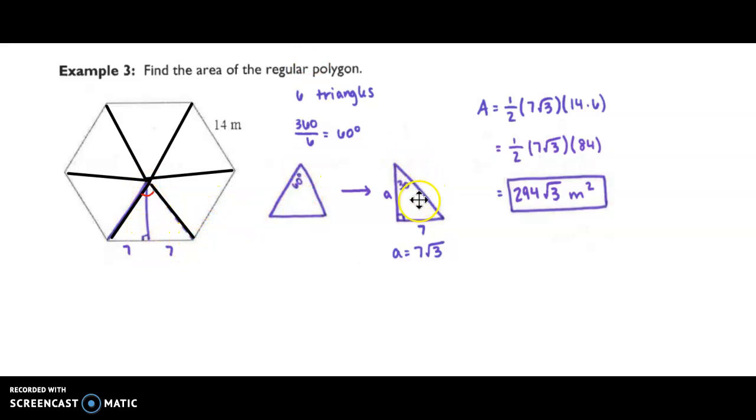Now you have to use your special right triangle knowledge. If this is 30, then this must be 7, then this must be 7 root 3. So these special right triangles keep coming up.